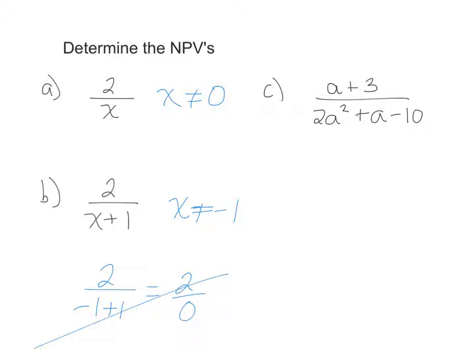Take a minute and think about C. How are you going to find the non-permissible values for that one? So in part C, to figure out what values of a make that denominator equal to 0, you're actually just solving a quadratic equation. 2a squared plus a minus 10 equals 0. But we actually want to say 2a squared plus a minus 10 does not equal 0. We do not want the denominator to equal 0. So I'm going to factor it.